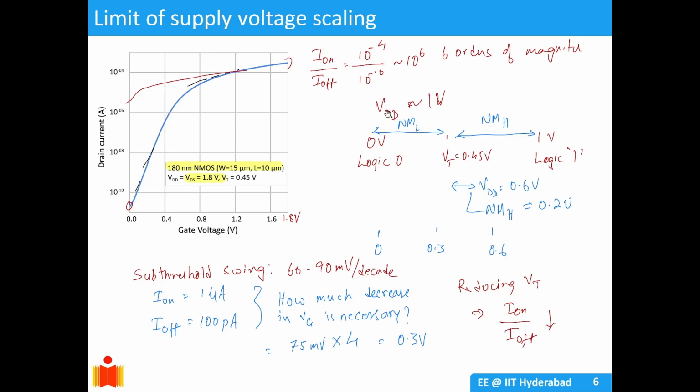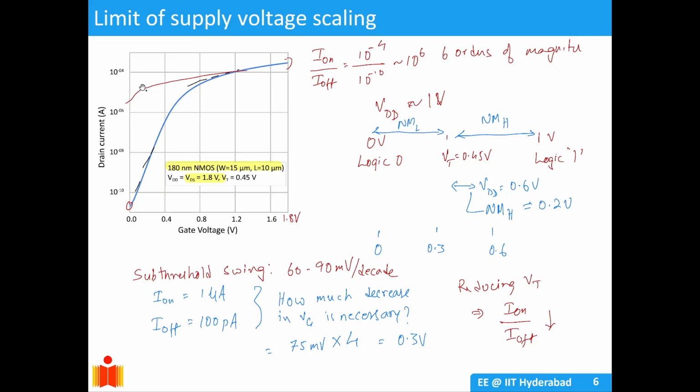Now, if I reduce my VDD to 0.6 volts, but my VTH remains at 0.45 volts, then my noise margin high will become 0.2 volts, which is very low, and it will also cause an increase in the drain current.